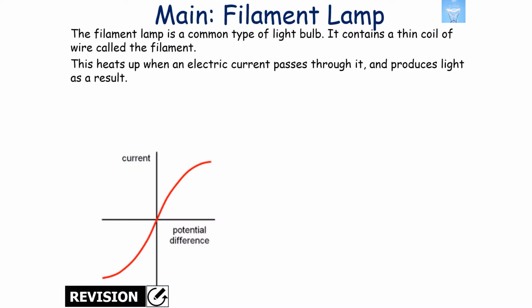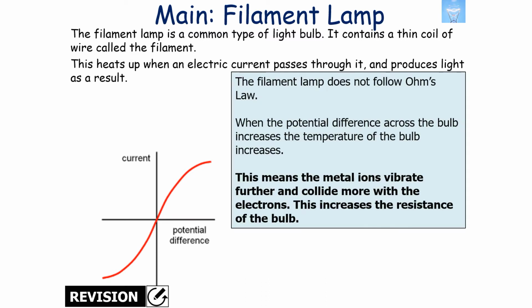In this particular investigation we're going to look at the current potential difference graph of a filament lamp, which is a common type of light bulb because it contains a thin coil of wire called a filament. This heats up when a current passes through it and produces light as a result. You'll notice from our current potential difference graph that the filament lamp does not follow Ohm's law because it's a curving line and not a straight line.